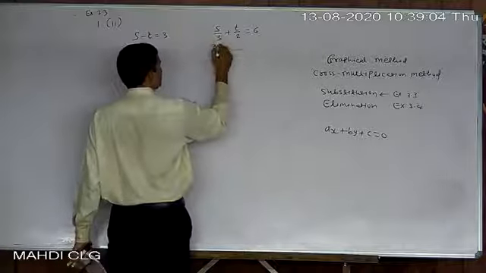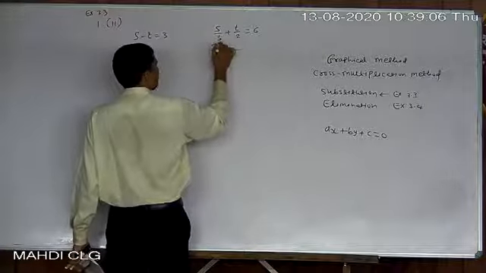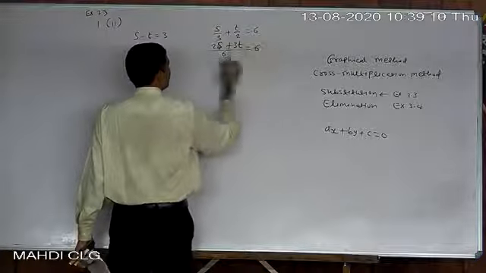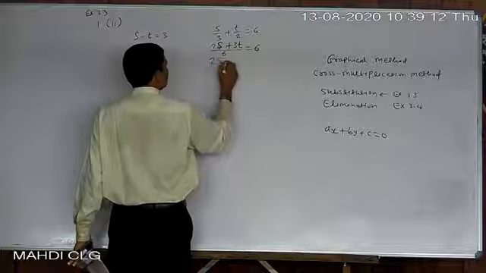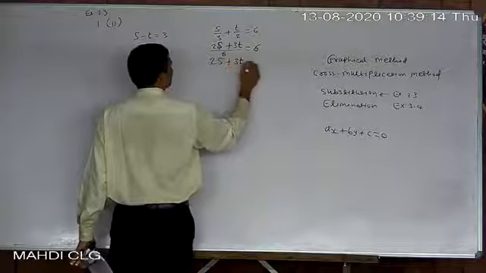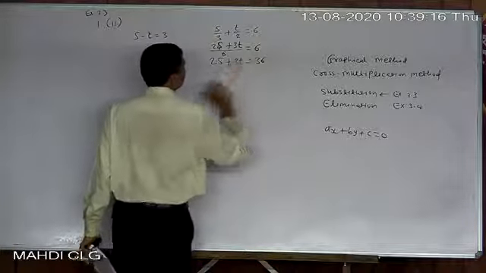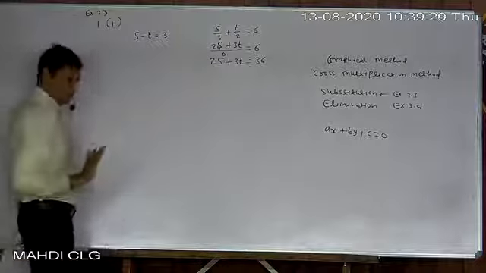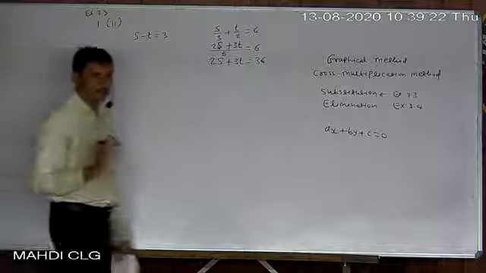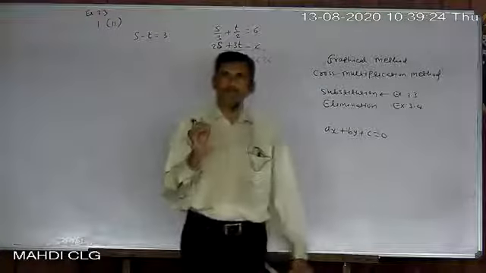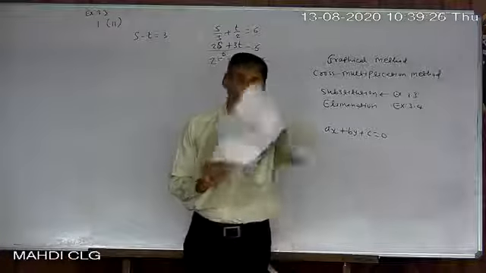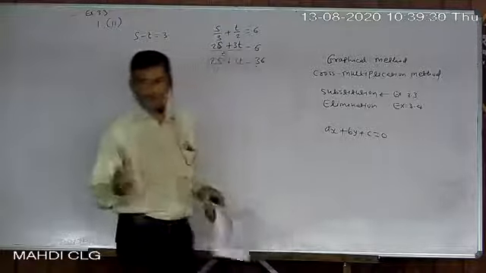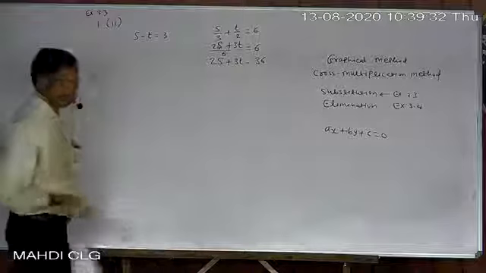So 2s plus 3t equal to 36. Okay, so we got this equation in simple form. Simple form means just remove the fraction if a fraction is given, and remove the decimal if a decimal is given. So remove fractions and decimals if they are given.